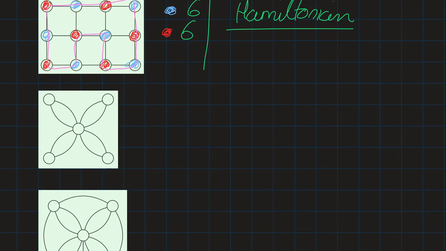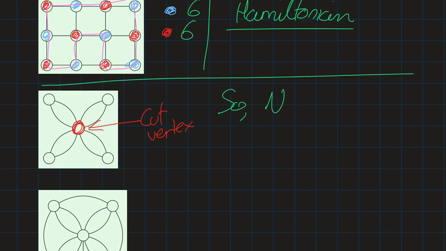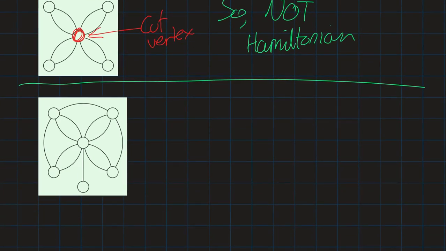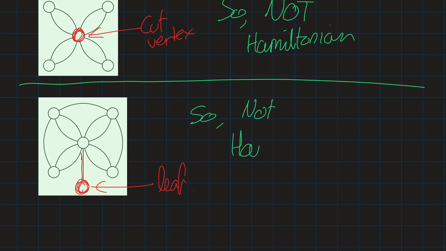Well, this example is going to be nice and quick because I see a cut vertex right here. Okay, that's a cut vertex, so it is not Hamiltonian. Okay, easy. Just use the above theorem. And let's move on to this last example right here. This one here is also relatively easy because I see a leaf right there. So it is not Hamiltonian.